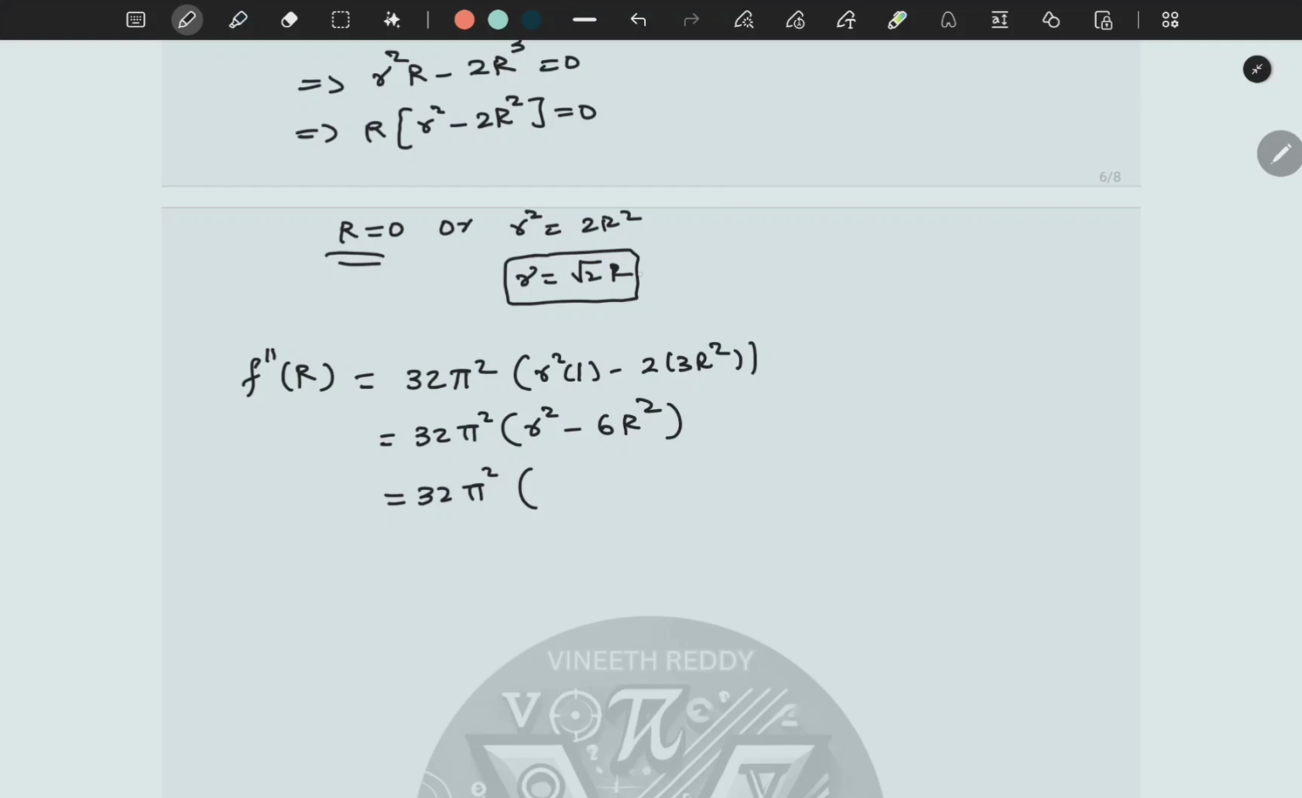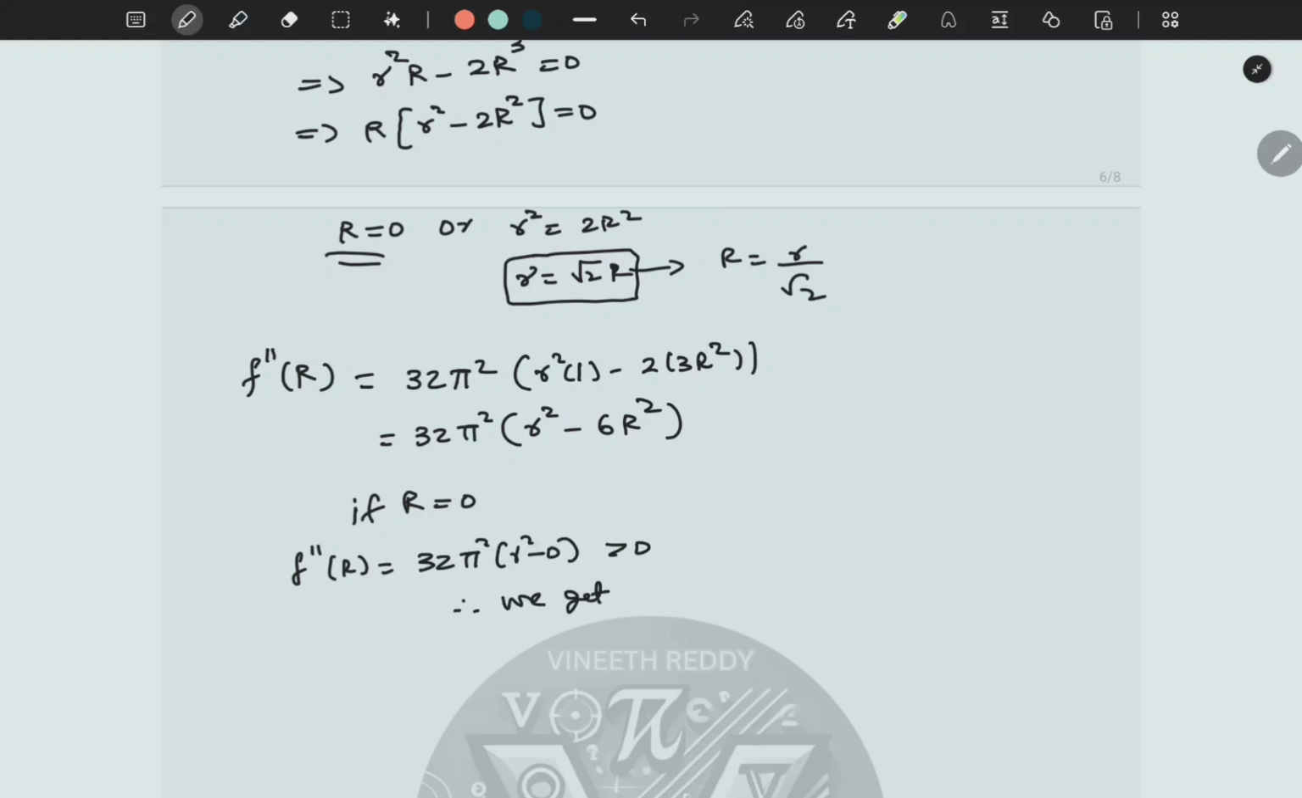So here capital R will be r by root 2. See, if I take capital R as 0, let us write it. If capital R is 0, then f double dash of r will be 32 pi square r square minus 0, which is greater than 0. And we get minima because double derivative is greater than 0.